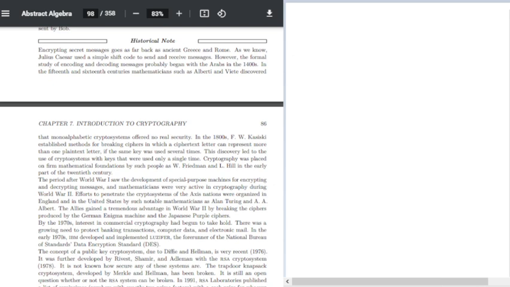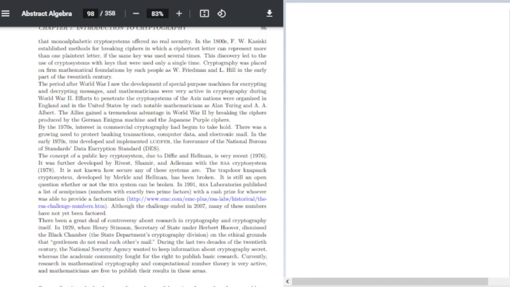established methods for breaking ciphers in which ciphertext letters can represent more than one plaintext letter, if the same key was used several times. This discovery led to the use of cryptosystems with keys that were used only a single time. Cryptography was placed on firm mathematical foundations by people such as W. Friedman and L. Hill in the early parts of the 20th century. The period after World War I saw the development of special-purpose machines for encrypting and decrypting messages, and mathematicians were very active in cryptography during World War II.